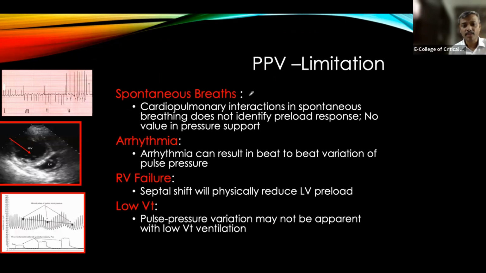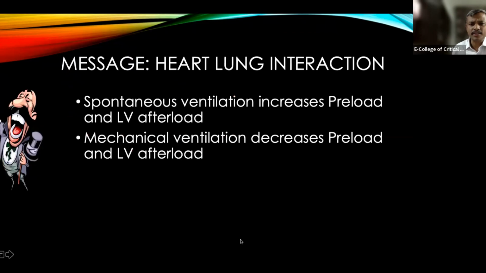If spontaneous breathing is there, don't use pulse pressure variation, because the heart-lung interaction is different, as I mentioned earlier. If arrhythmia is there, beat to beat variation is there. If RV failure is there, pressure is not transmitted. With low tidal volume, you need a bigger tidal volume. The moment the tidal volume is reduced, the phasic variation goes off and will not be seen. Here we can see phasic variation with larger tidal volume. But in ARDS we cannot use large tidal volume. These are the limitations, but you have to understand this.